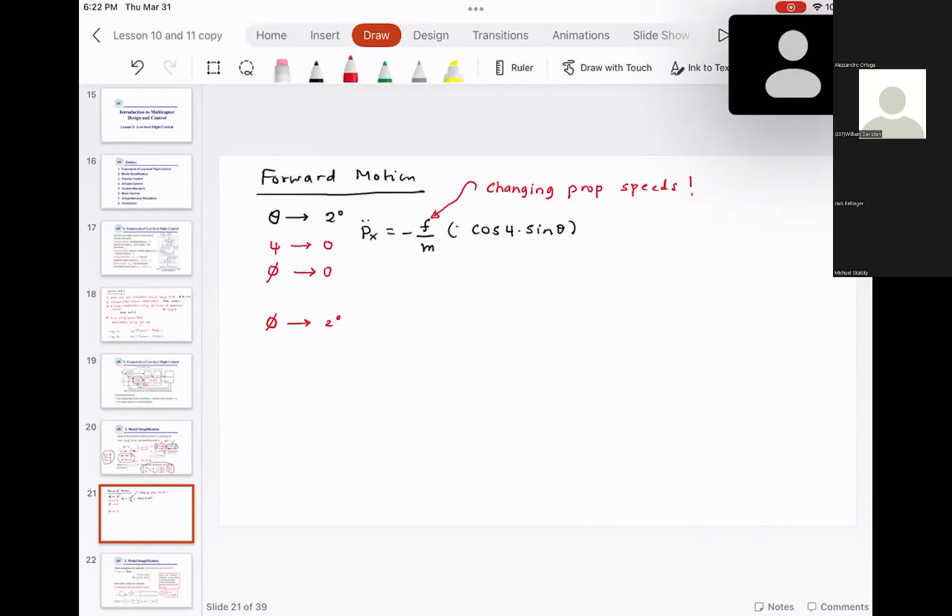So next thing is the same argument: psi is equal to 0, and you are going to have some p_y equation with minus f by m, and then you can actually have the lateral motion. Everyone understood this? This is the crux of simple hover, forward and leftward motion.